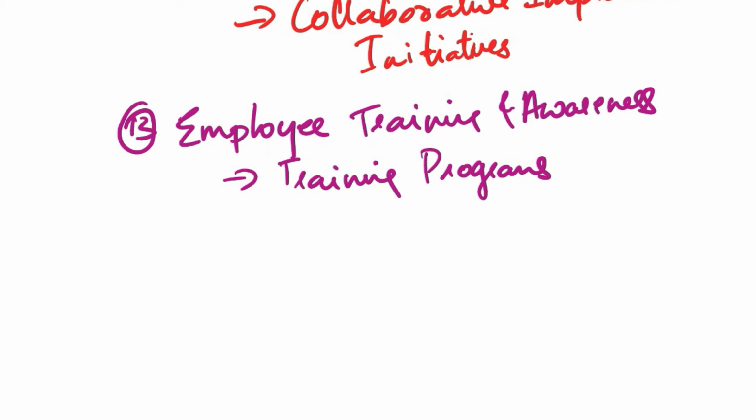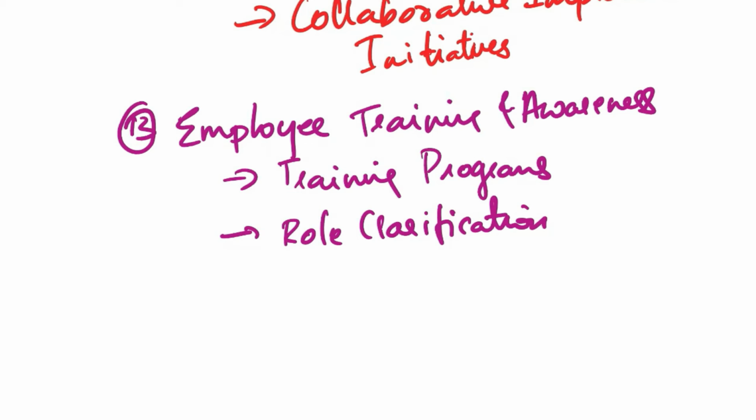This should include the potential risks associated with external entities, the impact on organizational security, and the importance of their role in mitigating these risks. Next, role clarification. Clearly define the roles and responsibilities of employees in identifying, reporting, and managing third party risks. This includes personnel from various departments such as procurement, IT, legal, and those directly engaging with external vendors.